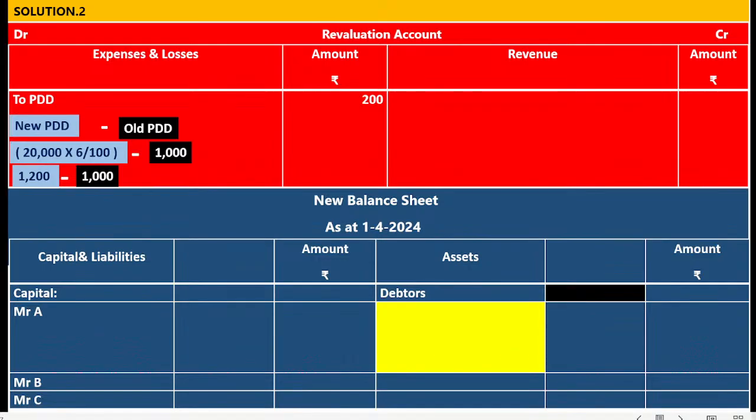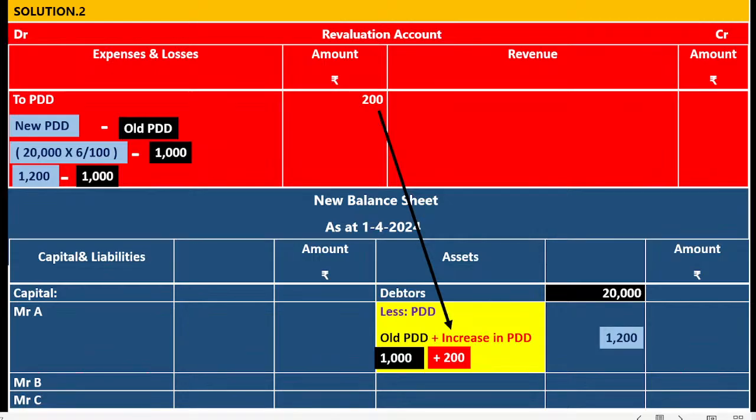From the question, old balance sheet, debtors 20,000 gross amount, less PDD, old PDD plus increase in the PDD. Old PDD is 1,000 given in the old balance sheet, plus increase in the PDD 200, that is from the revaluation account. Now 1,000 plus 200 is 1,200. 20,000 minus 1,200, the difference amount is 18,800. So I think everybody understood the concept.